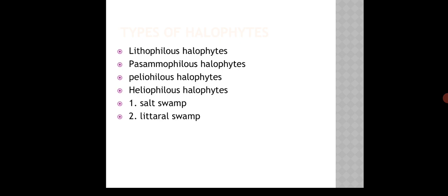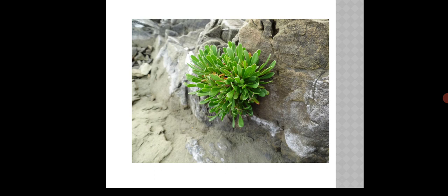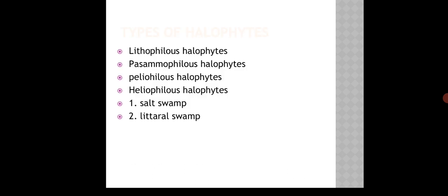The types of halophytes. Halophytes are classified into four types. One is lithophilous halophytes. Generally, lithophilous halophytes grow on salty rocks. If you see the seashore, sometimes it has a rocky surface, and these rocks have salt in them, and on those salty rocks sometimes plants grow, then that is called lithophilous halophytes.